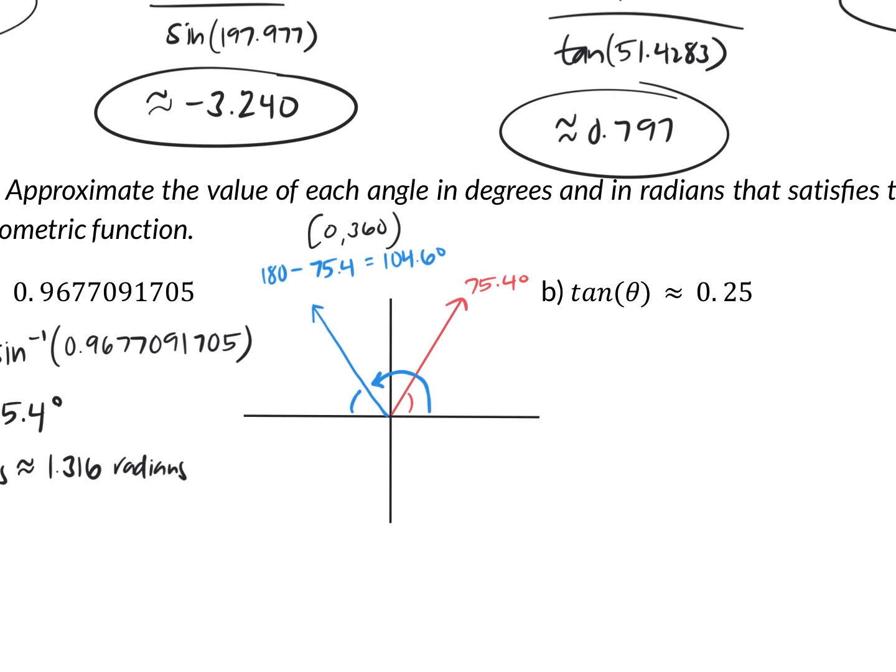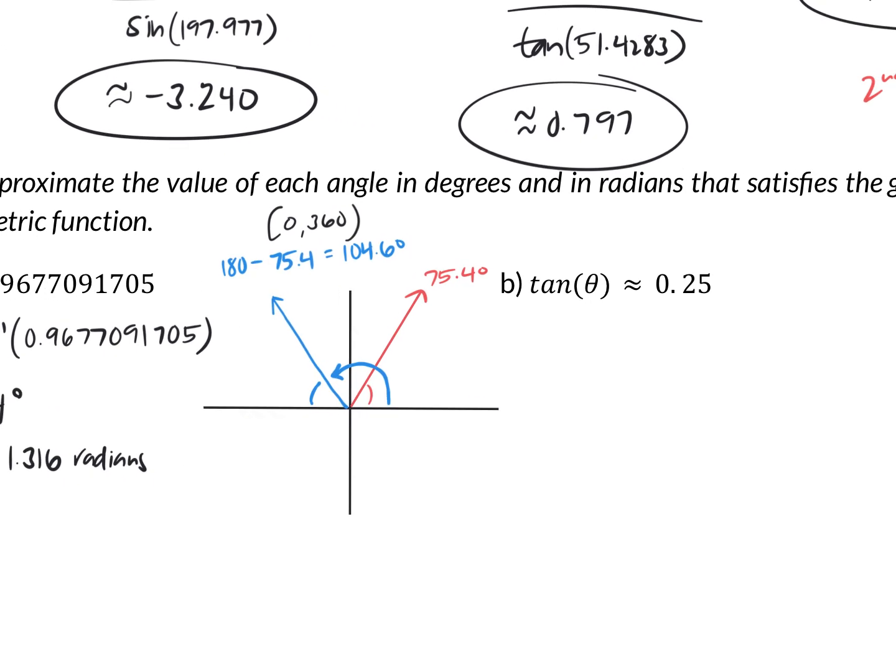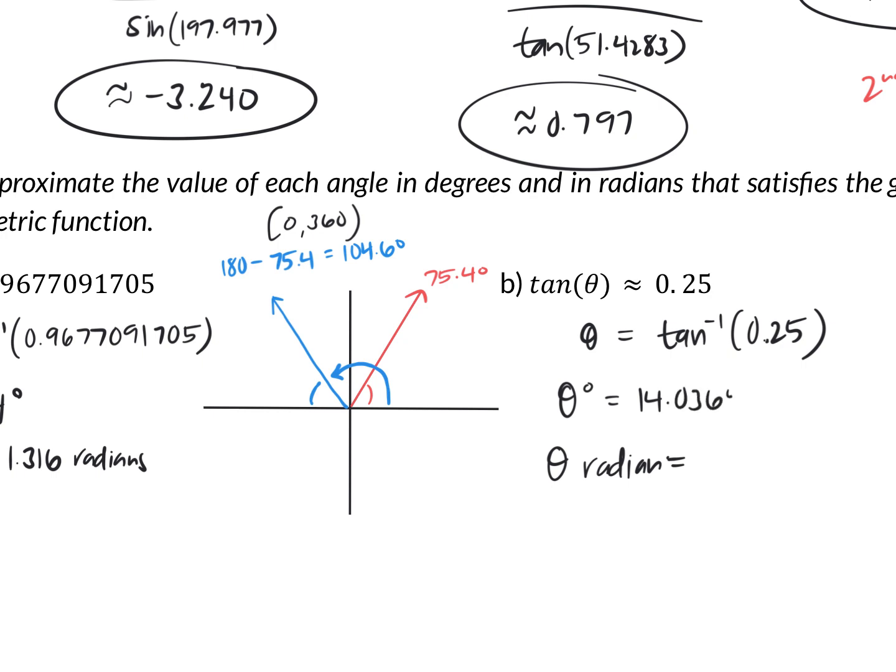All right, last one. Tangent of theta is equal to 0.25. So if I want to find out what theta is equal to, I'm going to, on my calculator, type the tangent inverse of 0.25. Now you can find the answer in two ways, for your degree mode and your radian mode. And you should get 14.036 degrees or 0.245 radians.